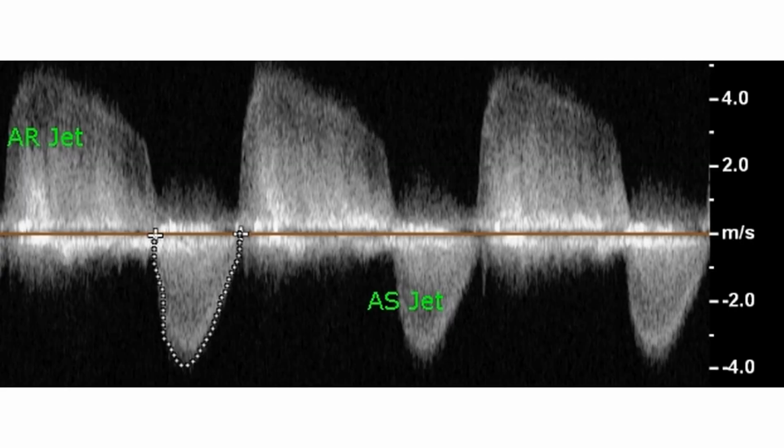Here is an example of a continuous wave Doppler interrogation of aortic stenosis and regurgitation. Both are high velocity jets and cannot be analyzed by pulsed Doppler. Only normal flows across the valves and possibly a low velocity flow across a large atrial septal defect can be measured by pulsed Doppler.